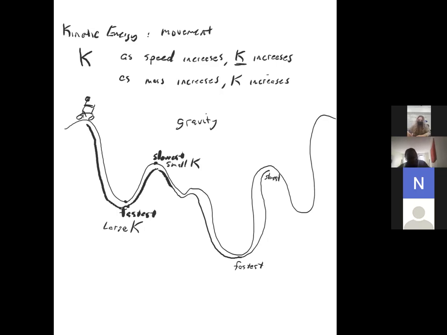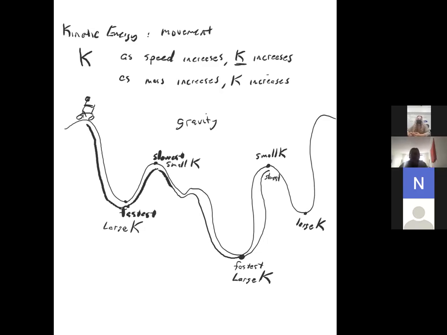And then again, once you get down to here, you're going the fastest, you have a large K, large kinetic energy. And then when you get up to here, you would have a small K. And then again, down here, you'd have a large K. Okay, so when you reach the minimum, that's when you have your large kinetic energies. When you reach the peaks, right? The peaks are where you're going to go the slowest.